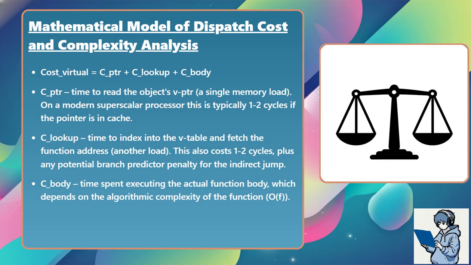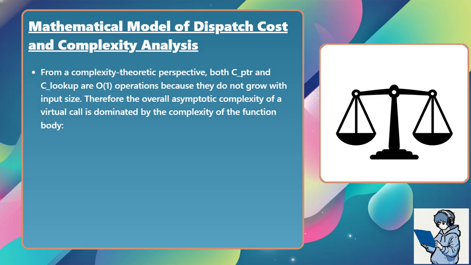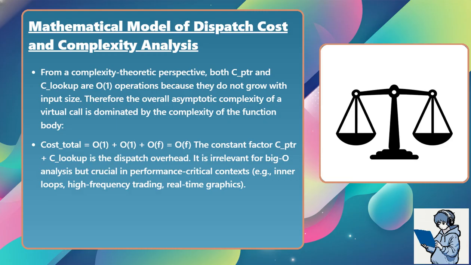C body is the time spent executing the actual function body, which depends on the algorithmic complexity of the function, O of f. From a complexity theoretical perspective, both C pointer and C lookup are O of 1 operations because they do not grow with input size. Therefore, the overall asymptotic complexity of a virtual call is dominated by the complexity of the function body. Cost total equals O of 1 plus O of 1 plus O of f equals O of f.